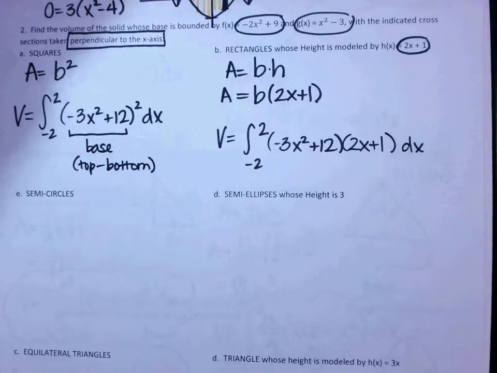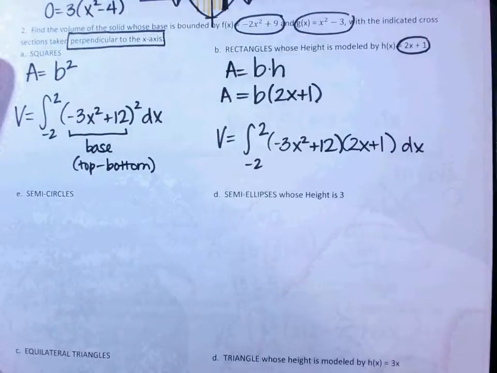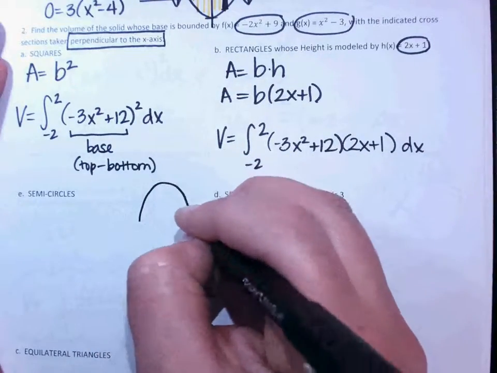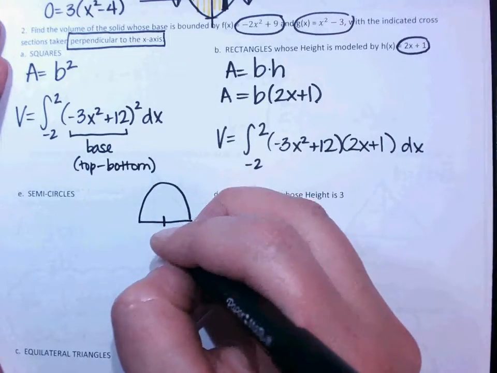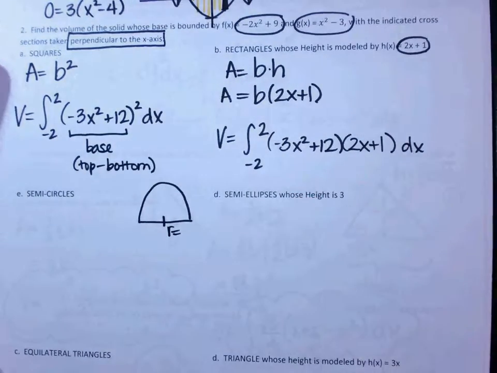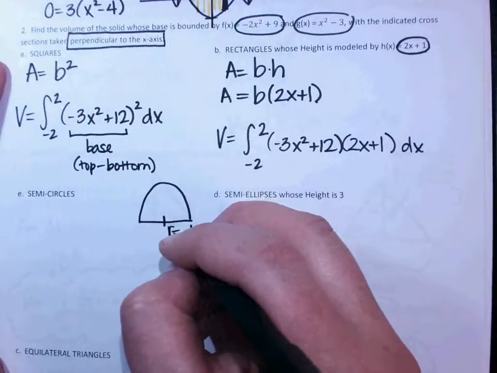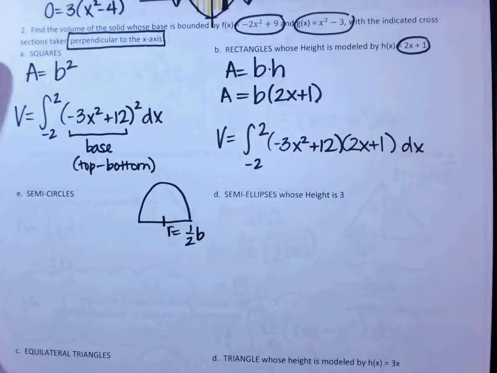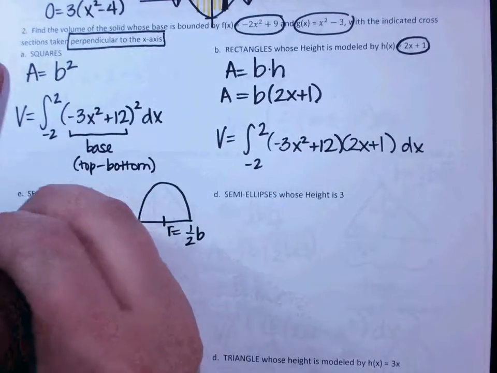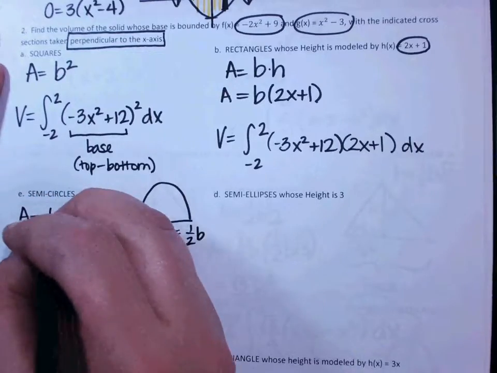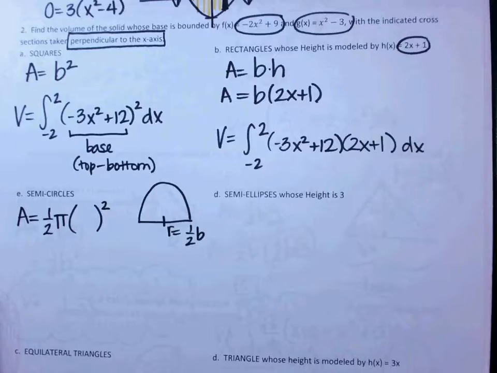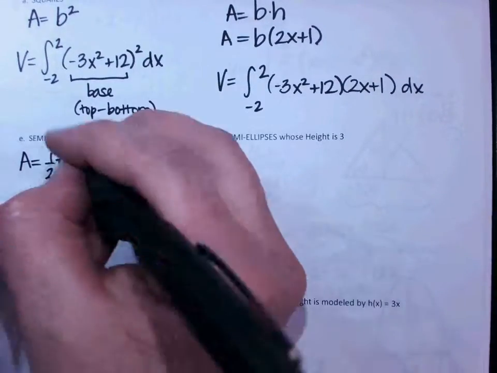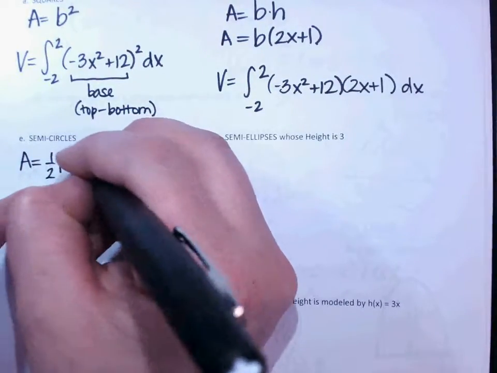Okay, next one, I want a semicircle. Okay, let's do a semicircle. Here's your thing. What is the radius of the semicircle from here to here? Half of the base, 1/2 b. And how do I find the area of a semicircle? Pi r squared, and what's my r going to be? 1/2 b. You should be having deja vu. We already did this, right?